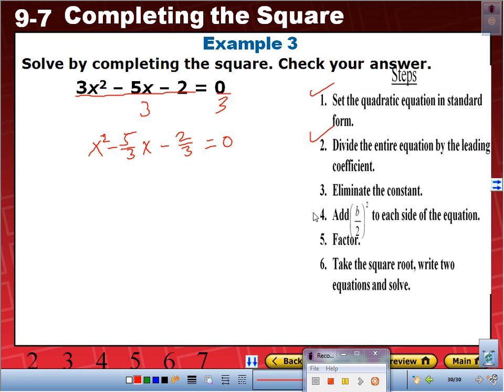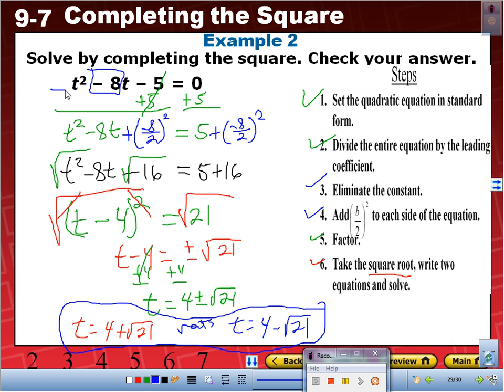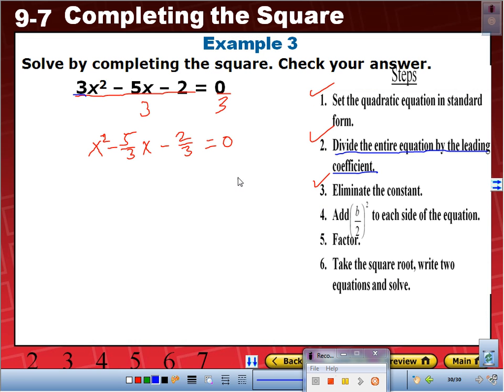Now eliminate the constant. Oh, step 2 is divide the entire equation by the leading coefficient. This one has a coefficient. Notice the other ones did not have a coefficient. That's why it was 1, and that's why we went to the next step. Okay, so this one. To eliminate the constant, what do we do? Add 2/3, add 2/3.